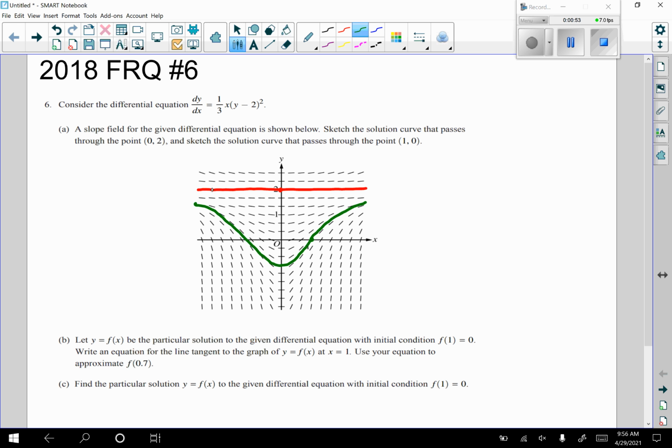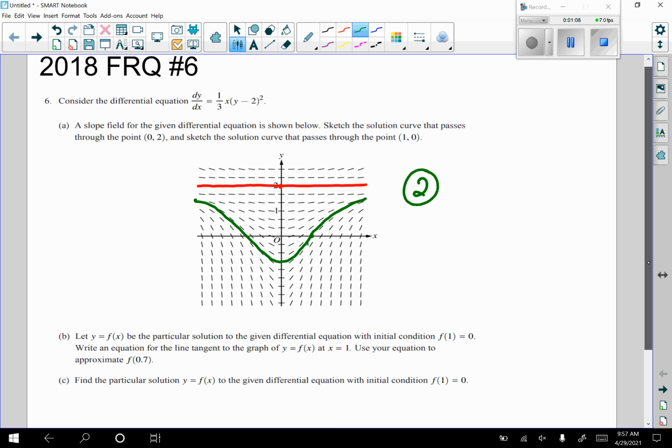So 2 points here. And again, they make a point to indicate that curves must go through the indicated points, follow the given slope lines, and extend to the boundary of the slope field. So 2 points for that.